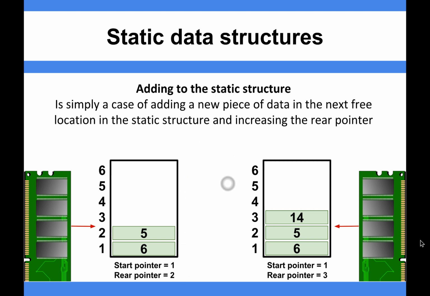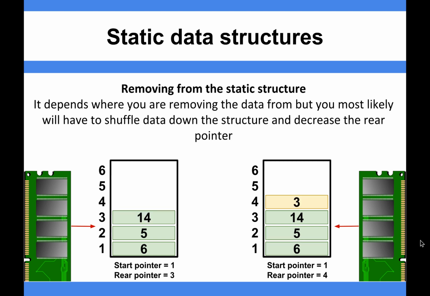Adding to the static data structure is simply a case of adding a piece of data in the next available memory location and then increasing the rear pointer by 1. Then I've added a new piece of data into my static data structure, and that's all I've had to change. The start pointer and rear pointer might not be 1 and 3; it depends on what the memory locations are, but the concept is this. You need to understand what a static data structure is and how you would do some of the basic commands to it, so that's adding and removing from the data structure.